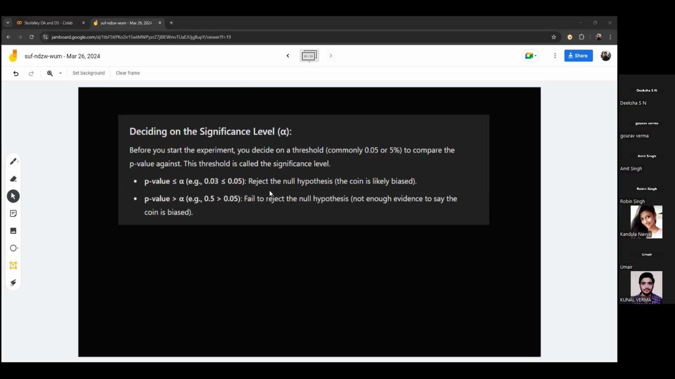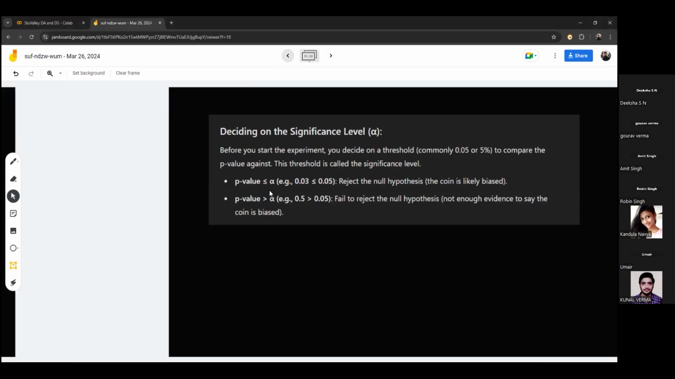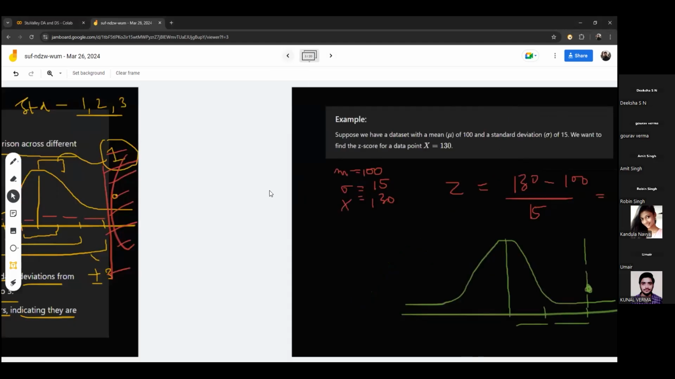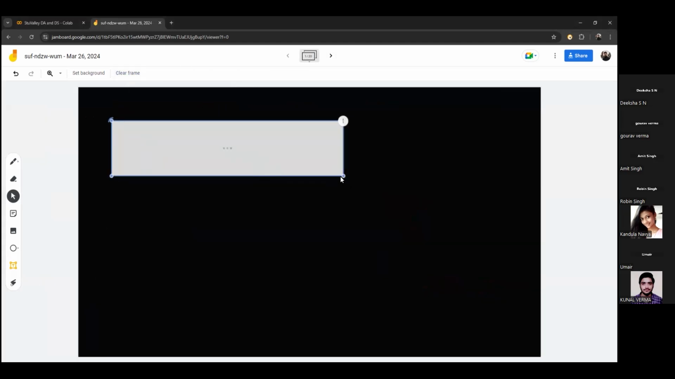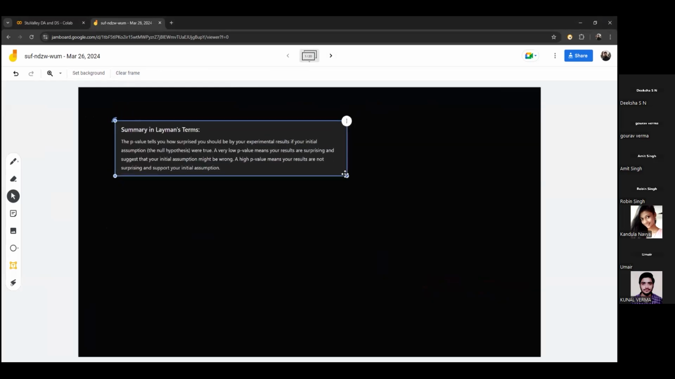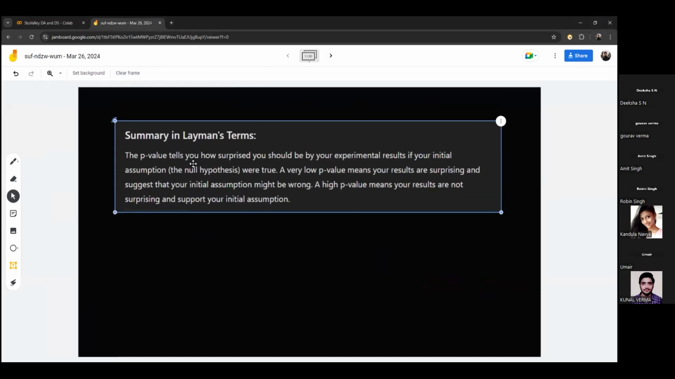So in an easy way, what's the summary? You can say that the p-value tells you how surprised you should be by your experiment result if your initial assumption, the null hypothesis, were true. A very low p-value means your results are surprising.